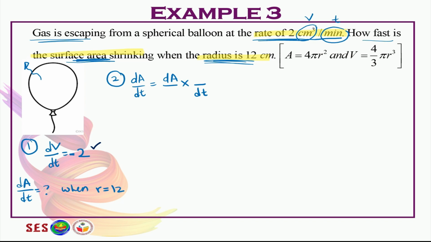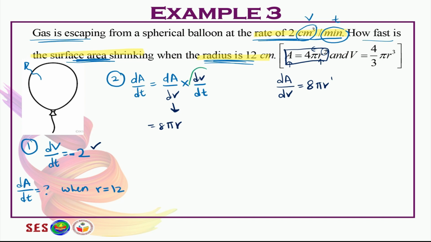From the formula given, we know that A is equal to 4 pi r squared. So that means you can find dA over dr. So your chain rule is dA over dt is equal to dA over dr times dr over dt. So dA over dr is equal to, you just have to differentiate this function. So bring power to the front, so it's equal to 8 and then pi r power 1. So this one is equal to 8 pi r.